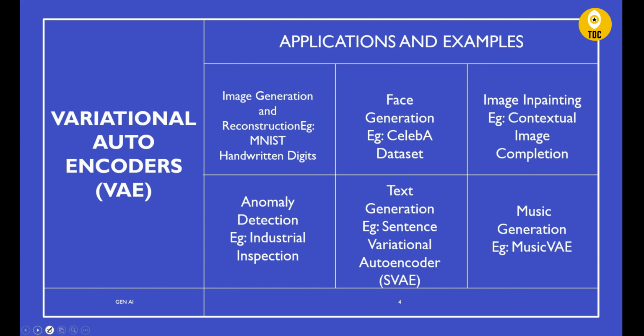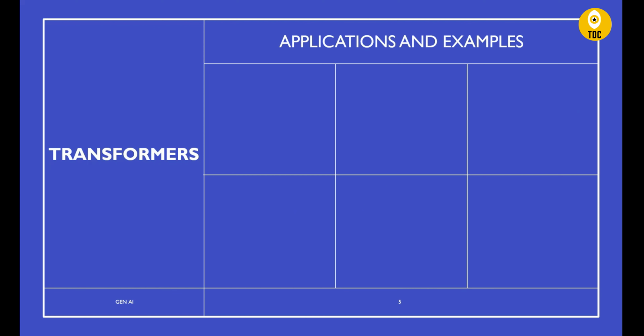And we have music generation also, where VAE, like Google's MusicVAE, is a model designed to generate and interpolate musical sequences. It can create new music by learning the latent space of musical compositions and generating novel sequences that are musically coherent. And with that, we will next move to the transformers.